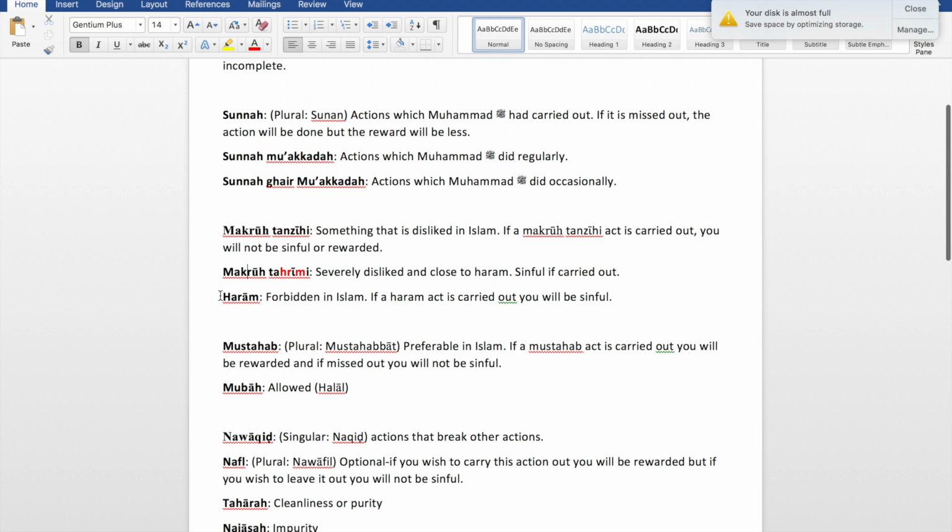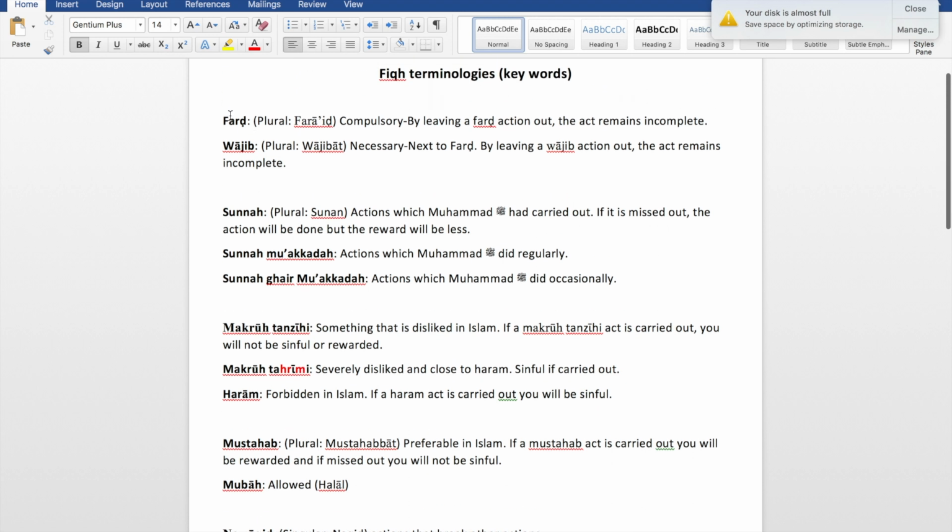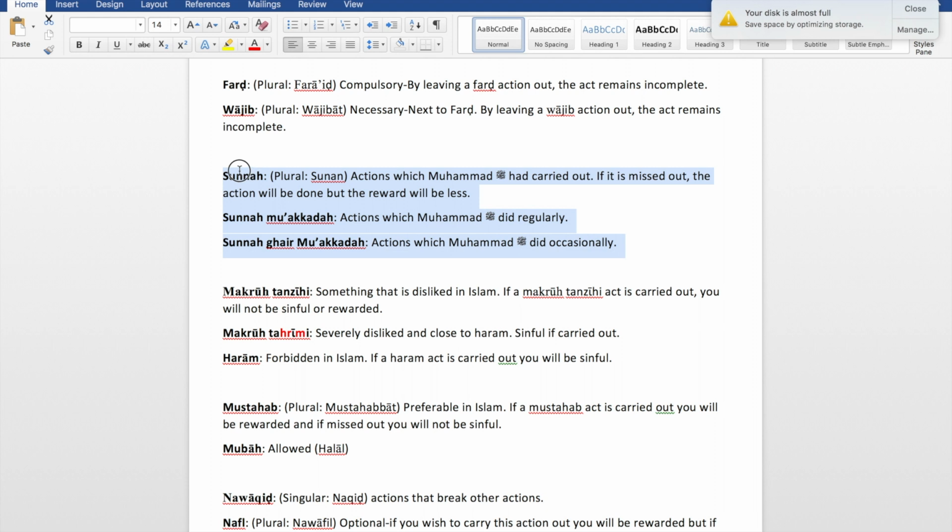Okay, and then we learned that haram is forbidden in Islam, and we should already know that, it's common knowledge. So now we've done the three sections. We've done the fard and wajib, they were compulsory, and we learned the sunnah, those things that the Prophet ﷺ used to do, the emphasized ones and the non-emphasized ones. And then we learned makruh, the two types of makruh: tanzihi, which is lightly disliked, and tahrimi, which is heavily disliked. And then we learned haram, which is forbidden in Islam. And we said makruh tahrimi and haram are more or less the same thing.